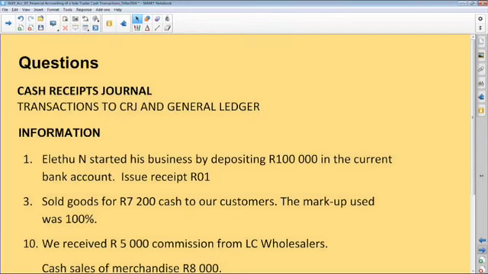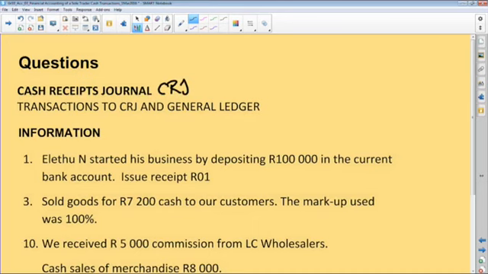So let's look at the key words for the cash receipts journal of the sole trader. So, I gave you a few transactions. We'll look at these transactions now. As you can see, the cash receipts journal will have a CRJ as abbreviation. There it is. So we're going to do the CRJ now. So what is the CRJ? What do we need to remember?